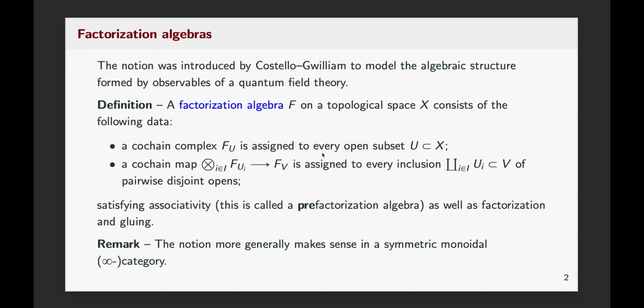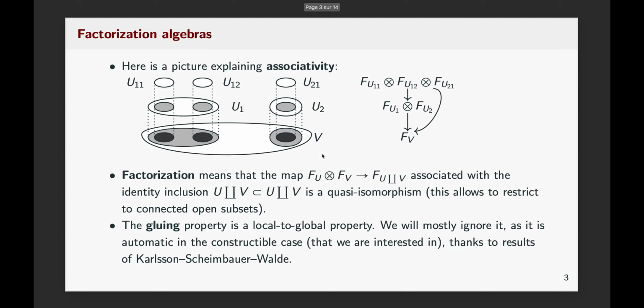And it has to satisfy a bunch of properties. So the first one is associativity, the second one is factorization, and the third one is gluing. When only associativity is satisfied, we talk about pre-factorization algebras. And let me now explain these three properties.